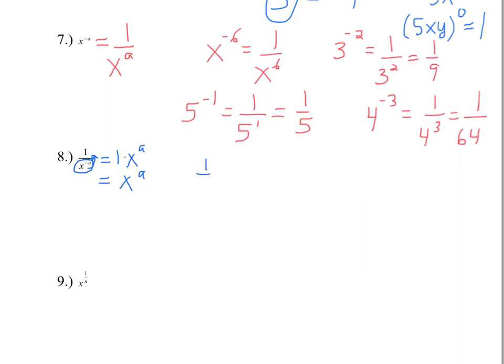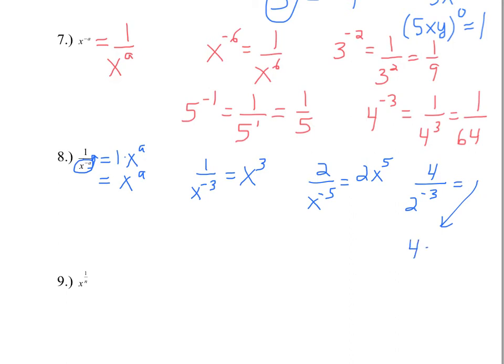So if you have 1 over x to the negative 3, that's the same as x cubed times 1, but it's just x cubed. You might see something like 2 over x to the negative 5. Well, this is the same as 2x to the positive 5. Or maybe we have 4 over 2 to the negative 3. This is the same as 4 times 2 to the positive 3. So 4 times 8, or 32 in that case.